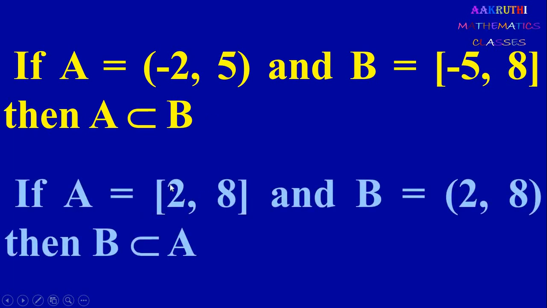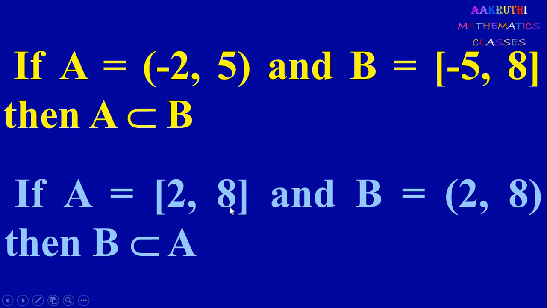Now consider A = [2, 8] and B = (2, 8). Now here A is all the numbers from 2 to 8, and B is all the numbers in between 2 and 8. 2 and 8 are not included. Here A is the bigger set, B is the smaller set. So therefore B is a subset of A.